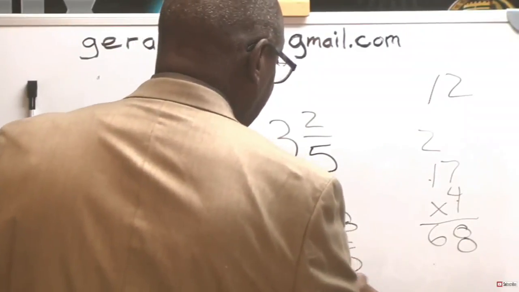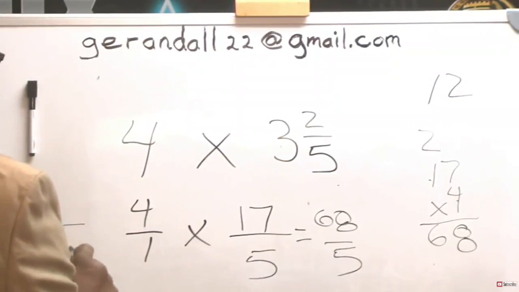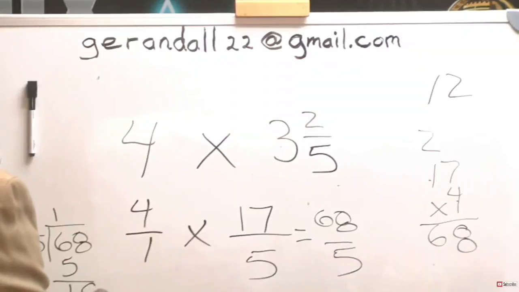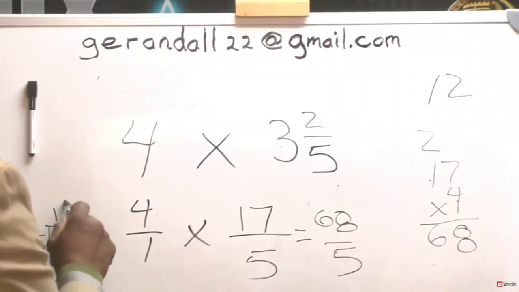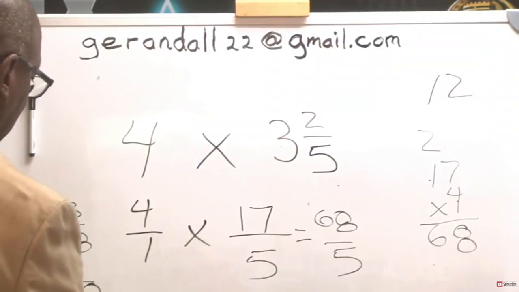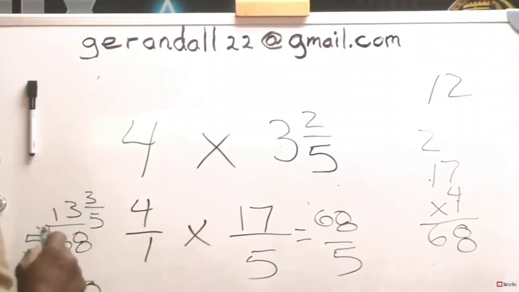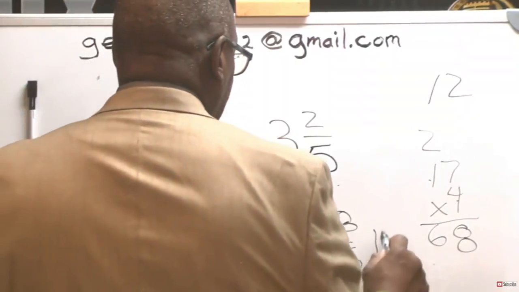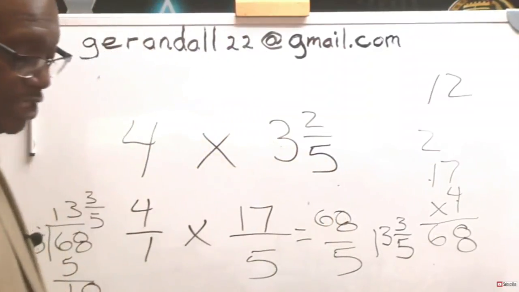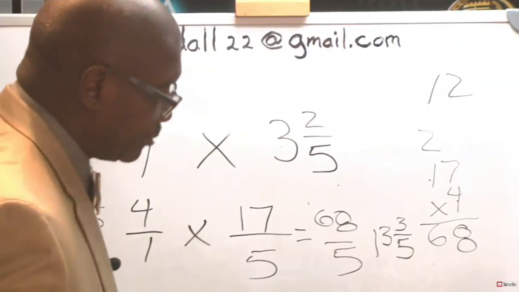over 5. Now we have a division problem. 5 goes into 68 once. 5 goes into 18 3 times, and that's 15. And our remainder becomes the numerator, and our divisor becomes the denominator. So we need 13 3/5 yards of material in order to make 4 dresses. Okay.